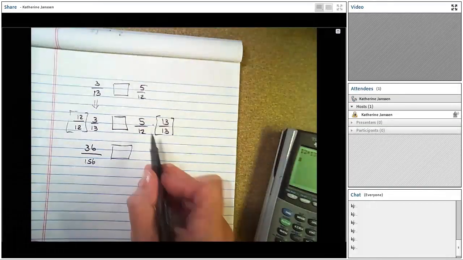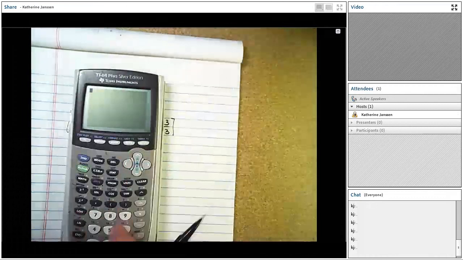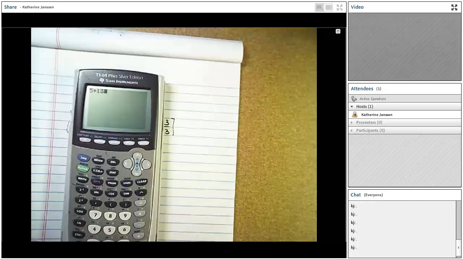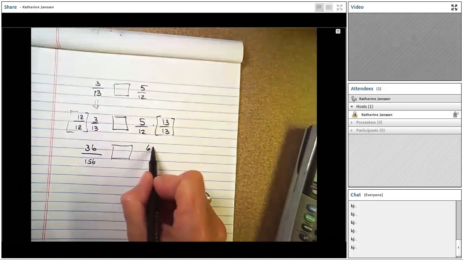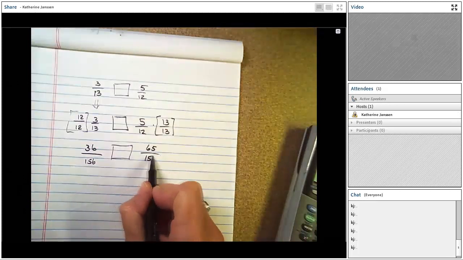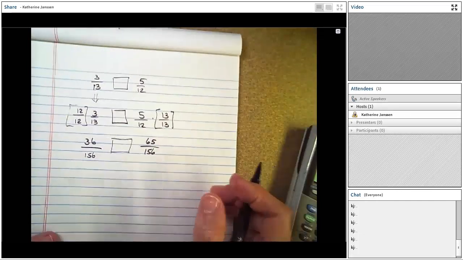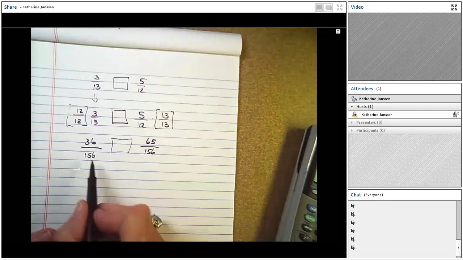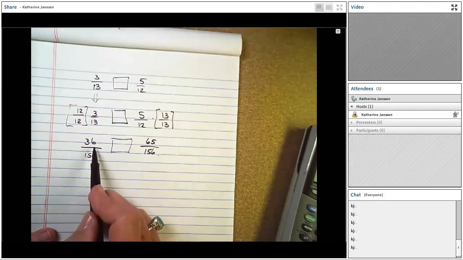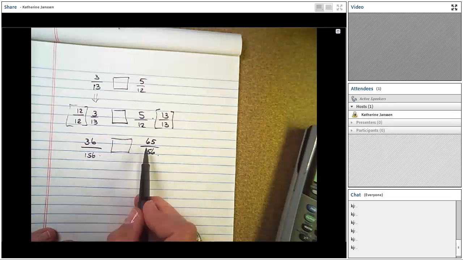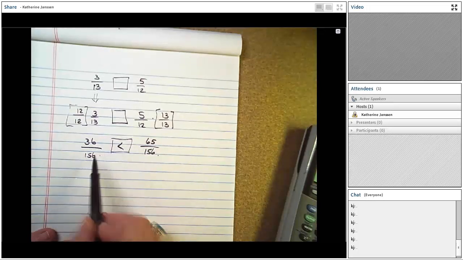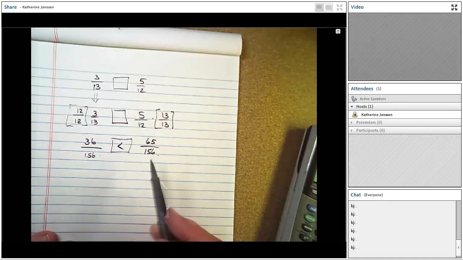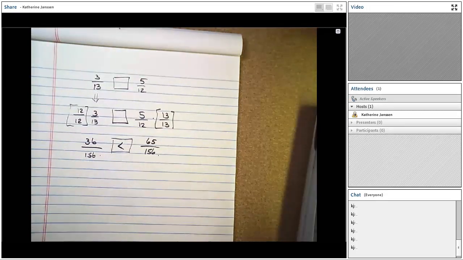For 5/12, times 13 in the numerator and the denominator. 5 times 13 is 65 over 156. So now I have a common denominator. I just compare numerators. 36 is less than 65. So 36/156ths is less than 65/156ths.